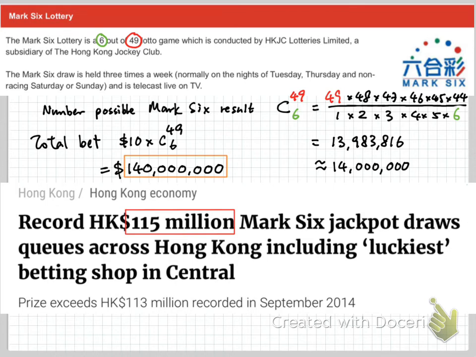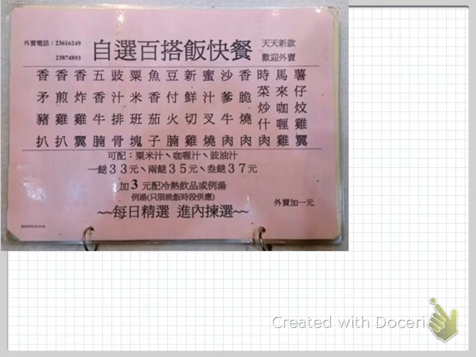Also, there's another example. Here's a lunch menu. Let's see how many options we have: 1, 2, 3, up to 15. You have 15 dishes to choose from. Suppose I want to have a lunchbox that has 2 dishes. So now the first question: is it NPR or NCR? Is it permutation or combination?